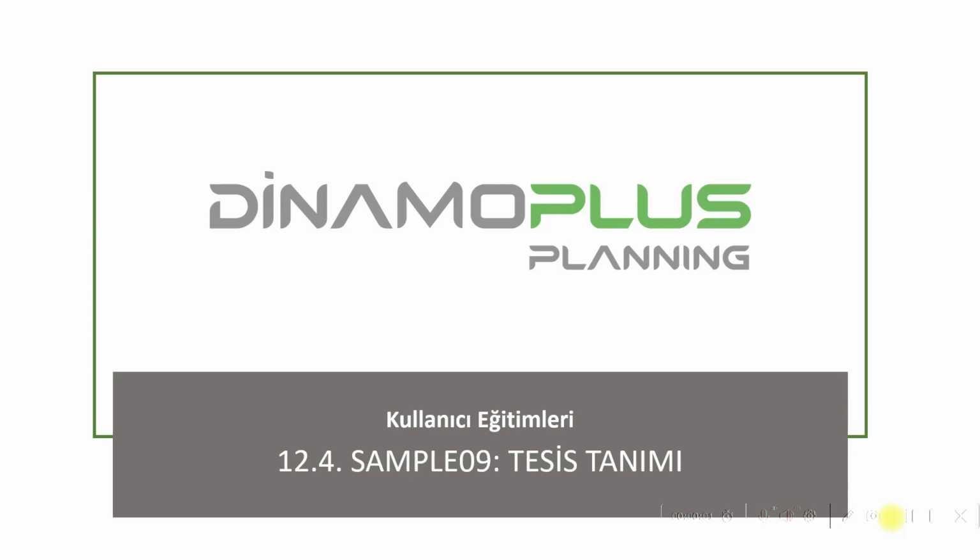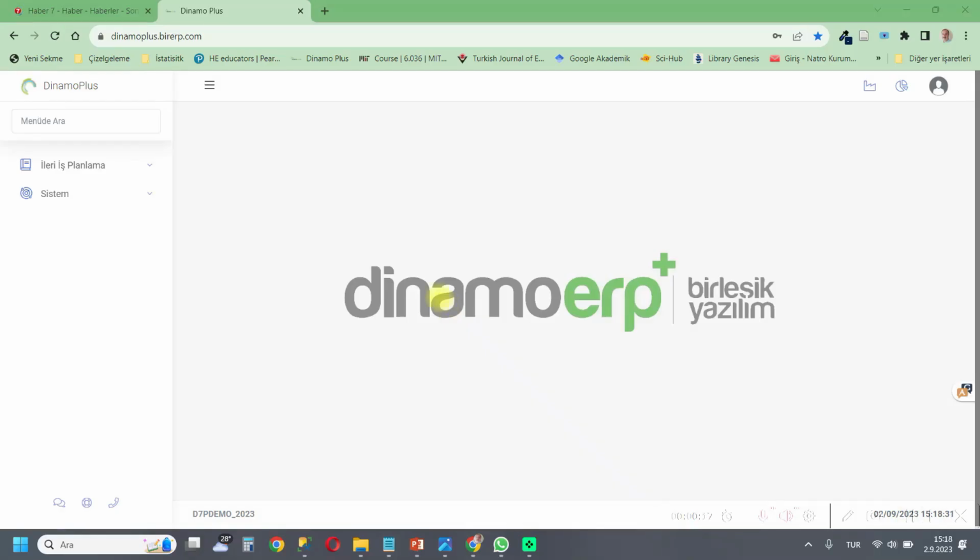Previously, the job list, the raw material semi-finished product list, and the mode list were defined in the videos. In this video, the facility definition for the related example will be made and the necessary integrations will be ensured.